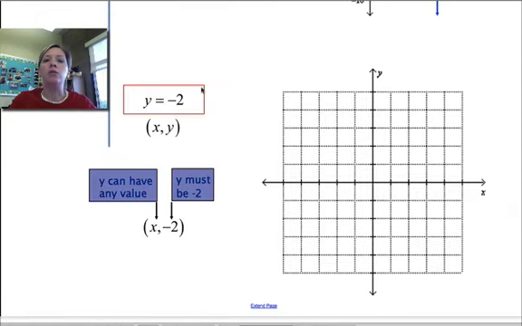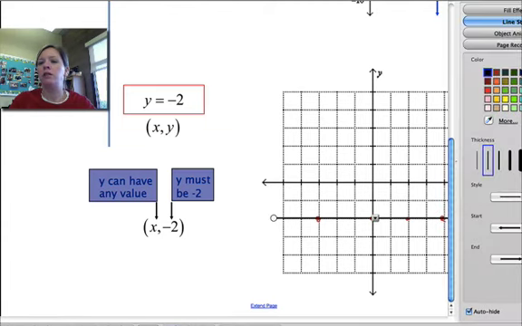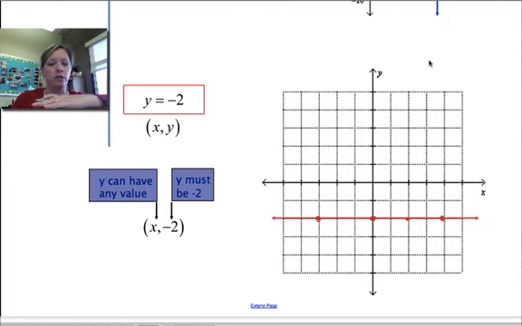Let's graph the line y equals negative 2. So again, for any coordinate x, y, the y-coordinate has to be negative 2, but the x-coordinate could be anything. If I just plotted a few points that all had a y-coordinate of negative 2, that can be really helpful for seeing what the line is going to look like. We go down to negative 2 on the y-axis, and then we're going to graph our line there. And maybe we even make it red. There we go. And so that's the equation, y equals negative 2.